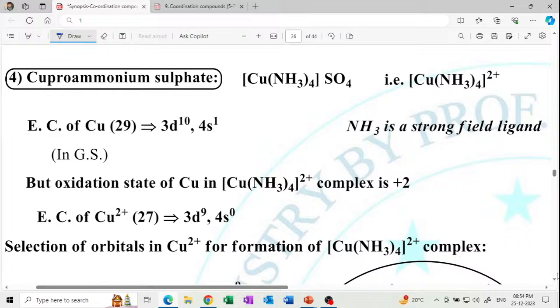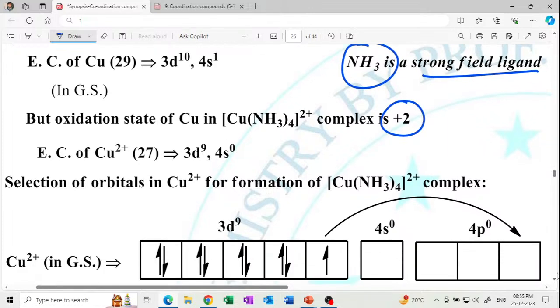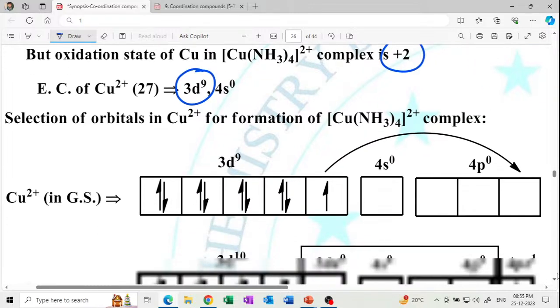Cu(NH3)4 sulfate. Ammonia is a strong field ligand. 3d10 4s1. So what is the oxidation state? Copper +2. Copper 3d9. Get it? So the electron configuration is 3d9.